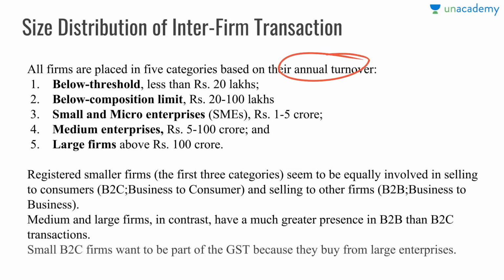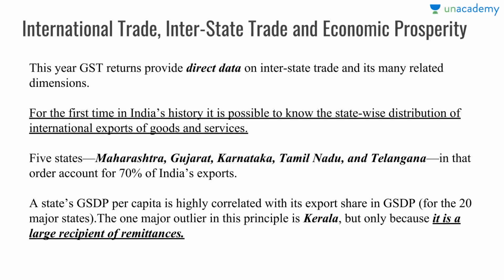It is based on their annual turnover and so on. So a large firm is anything where the annual turnover is above 100 crore. Registered smaller firms, the first three categories, are equally involved in selling to consumers and selling to other firms. Okay, so B2C, B2B. Medium and large firms are more B2B than B2C, and small B2C firms want to be part of the GST because they buy from the bigger companies.